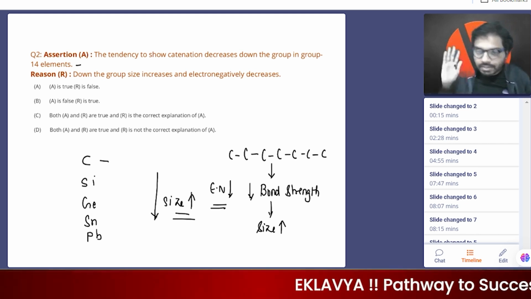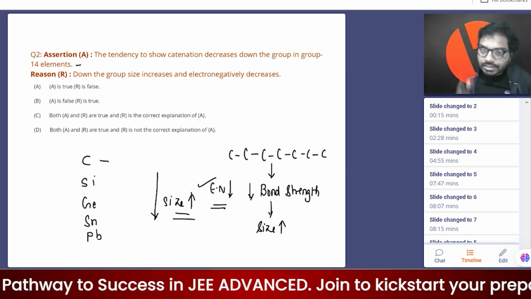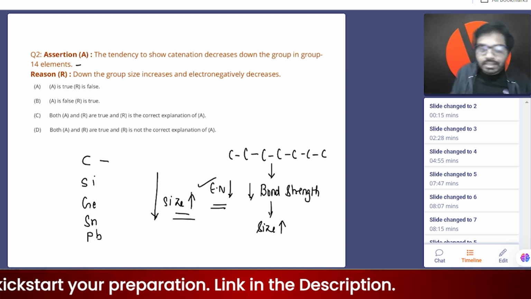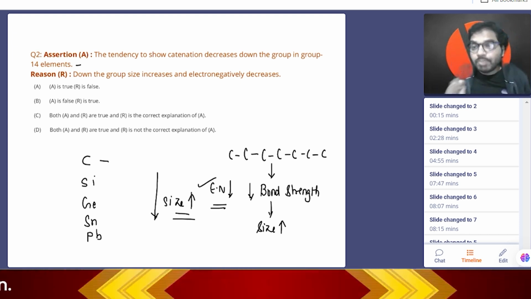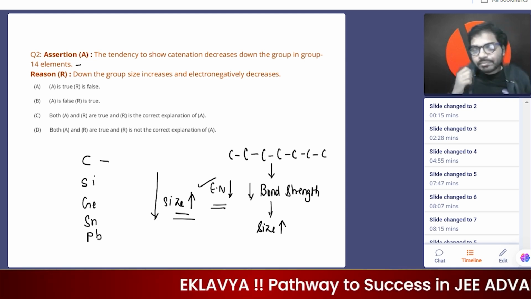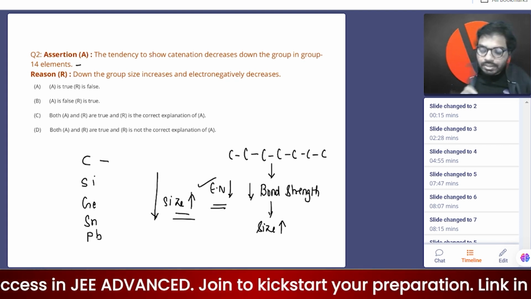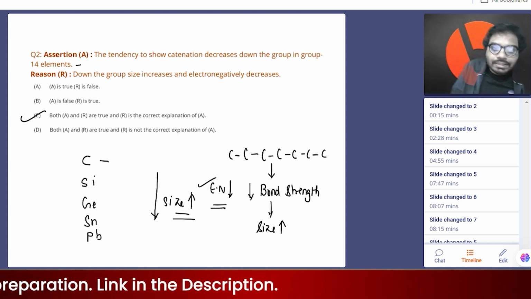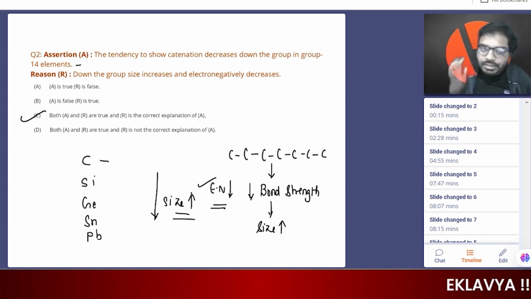categorized a separate branch. So one reason is electronegativity, which decreases down the group, and size, which increases. As the size increases, bond length increases and bond strength decreases. It is easy to break the bond, so less bond strength is applied, and as the bond length increases, it will easily break. So it can't withhold the catenation property. So here the answer will be C: both statements are true and the reason is the correct explanation of the assertion.